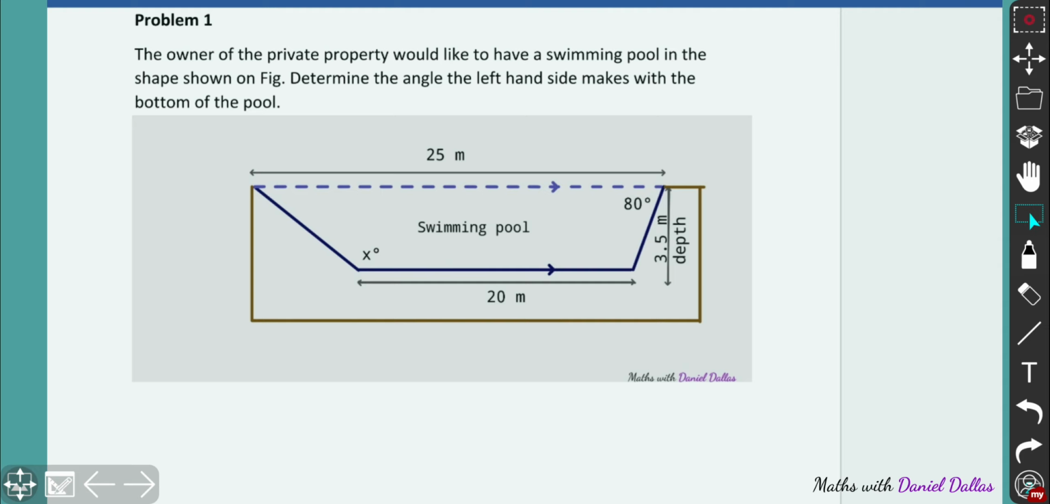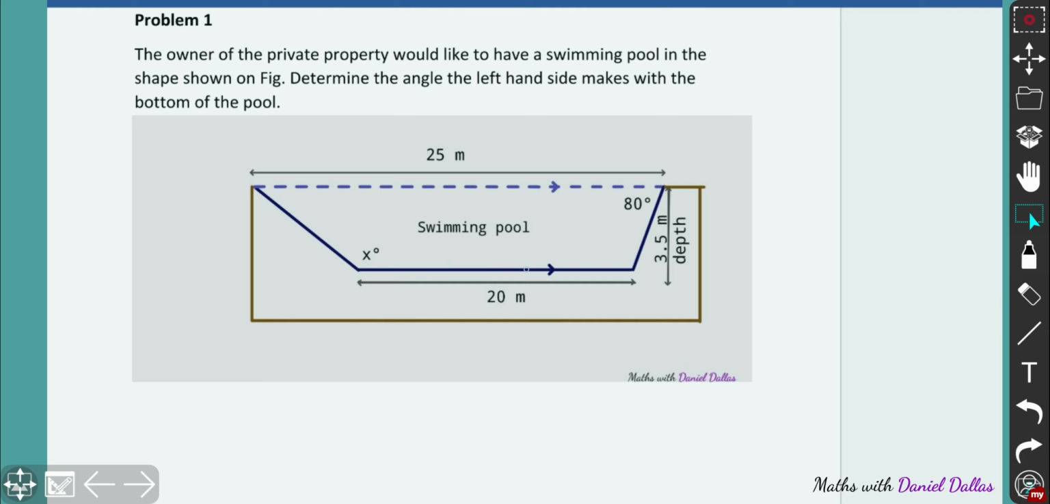That's problem one. We're going to consider two problems here. The first is about the application of trigonometry in this shape. Have a read and let's start discussing. Here's the owner of a private property and he would like to have a swimming pool. So these blue lines indicate the swimming pool and the shape shown on the figure.